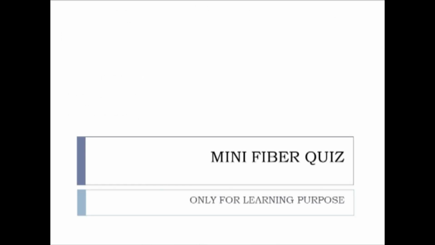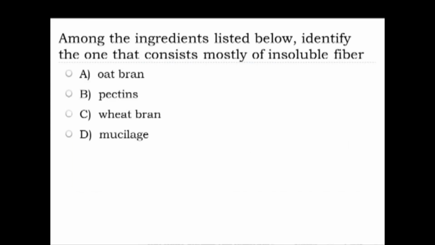Now let's take a few minutes and do some fiber questions. Among the ingredients listed below, identify the one that consists mostly of insoluble fiber. Stop the video here, select your answer. If you remember, there are two types of fiber, insoluble and soluble. Insoluble fiber doesn't really absorb water, but it does draw water into the intestine. But because it doesn't solubilize in water, it doesn't have the ability to capture cholesterol.